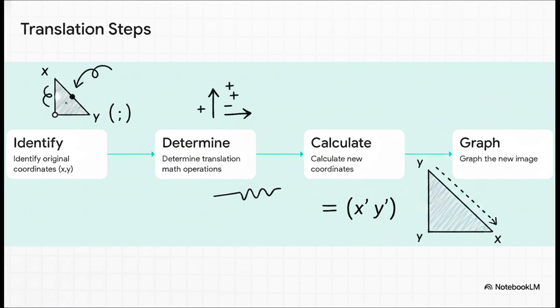Okay, to secure full marks, I want you to write these exact 4 steps on your mental formula card right now. 1. Identify the original x and y coordinates. 2. Determine the math operations based on the slide direction. 3. Calculate the new coordinates and label them with that crucial prime notation we talked about. And 4. Graph the new image and connect the dots.